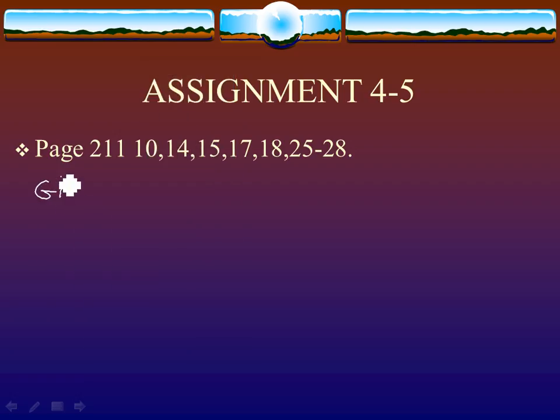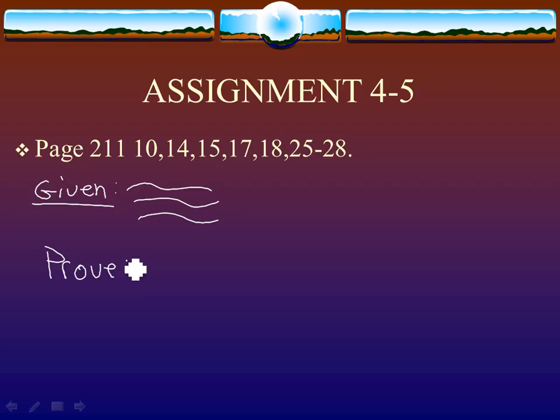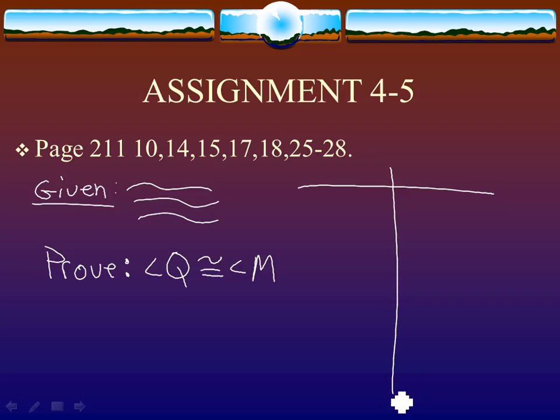So our problem looks like this. Given, and you got a bunch of given statements here, all right? Prove angle Q is congruent to angle M. Just making up stuff, all right? Are we trying to prove triangles this time? No. But what you're going to have to do is go through and prove the triangles so you can get to this, all right? So your two-column proof is going to look like this.